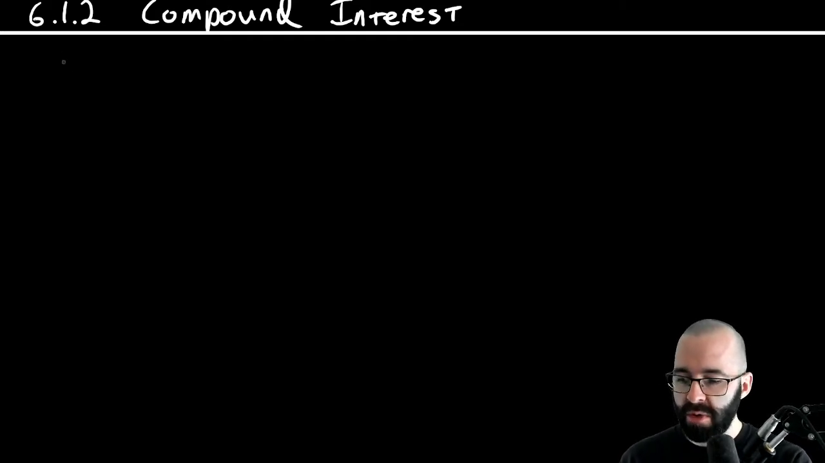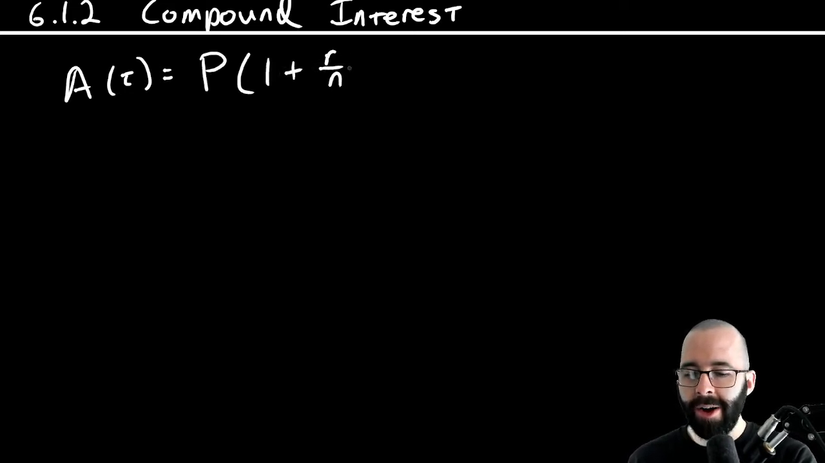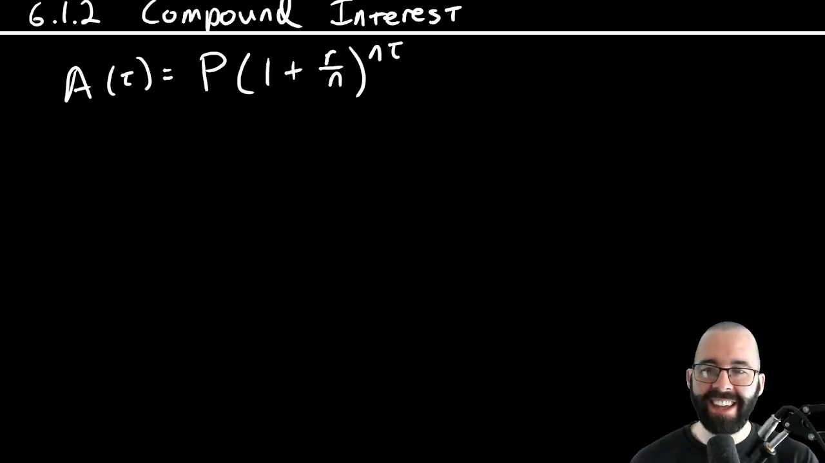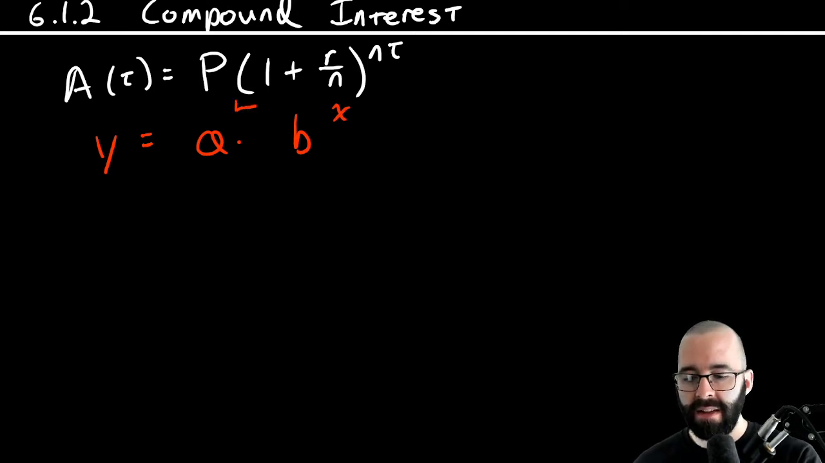So, here's a little formula for you. A of t is equal to P times 1 plus R over N to the NT. Now, there's a lot going on here. First off, I want to bring your attention to that this is basically Y equals A times B to the X. This is our B. This is our growth rate. We'll talk more about what this is later.